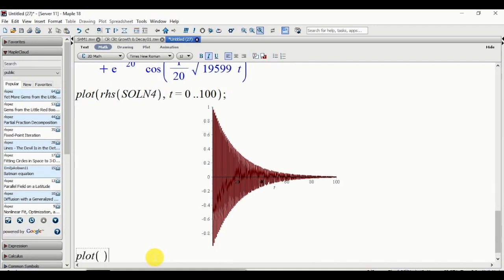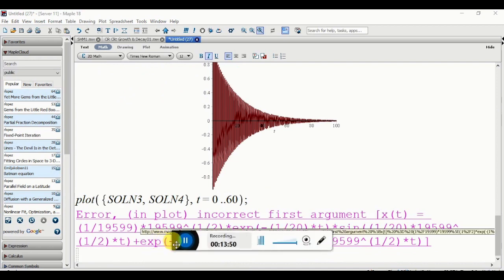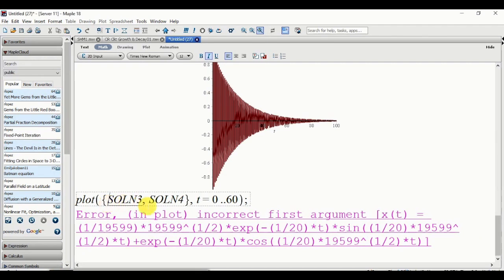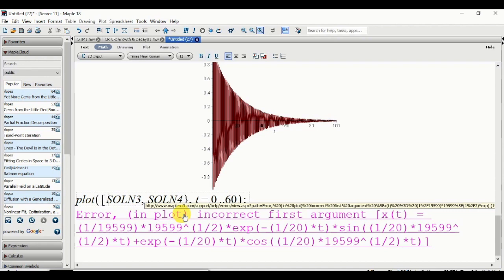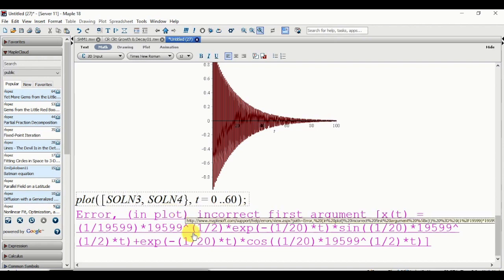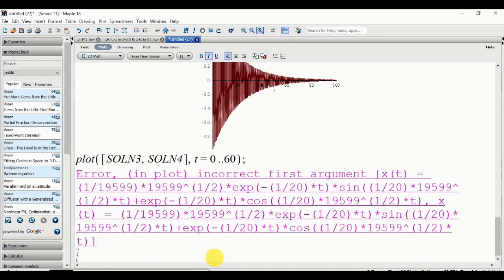Plot SOLN3 as well as SOLN4, and this is to be plotted for t running from 0 to 60. Friends, again I have committed a mistake of choosing a wrong bracket. Here to plot many functions at a time, you should use a square bracket. So let us replace that curly bracket by a square bracket, and let us once again try how the solution goes.